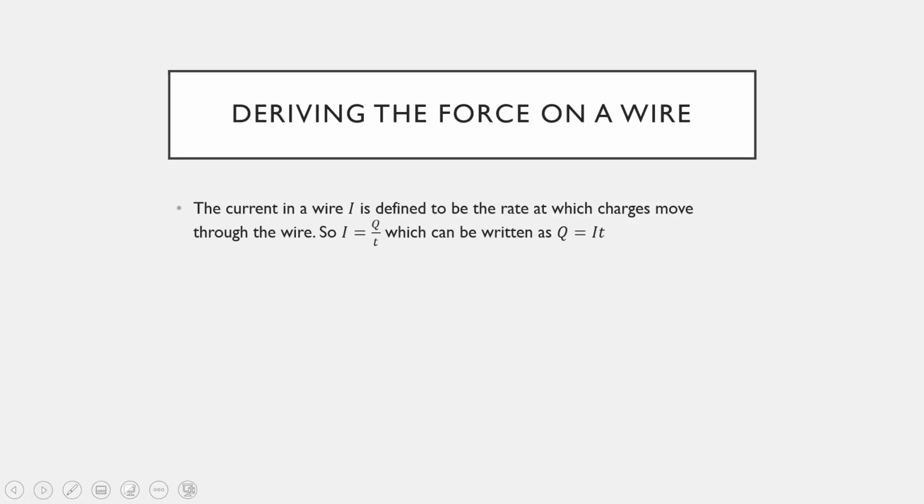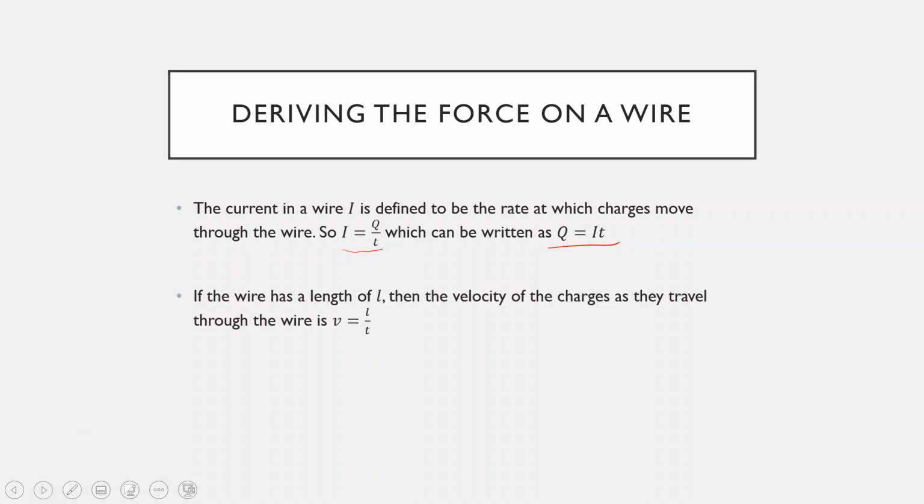So if we talk about the current in a wire, current can be defined as the rate at which charges pass through that wire. Okay, so if you want to give it an equation, you can write it as current equals Q divided by T, where Q is the amount of charge moving past a particular point in a certain amount of time T. Okay, we can rearrange this, put it as Q equals IT, and we'll leave it at that. Okay, that'll become apparent in a second.